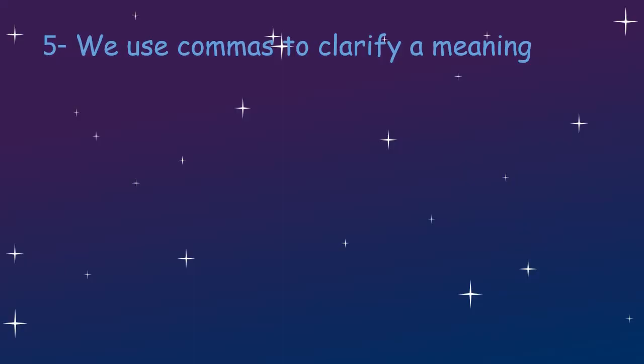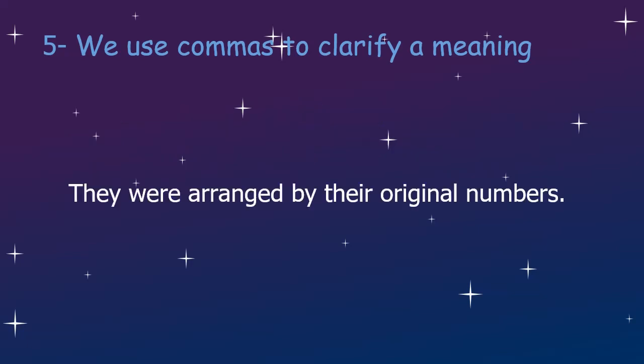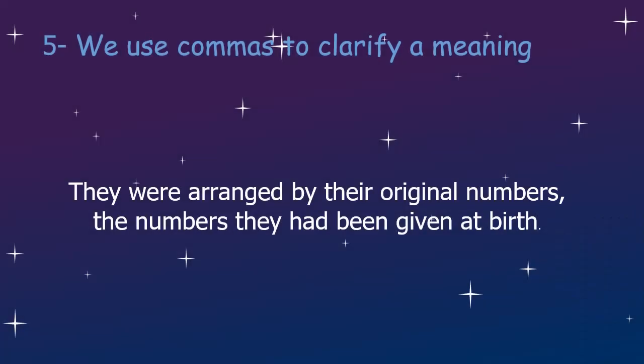Also, commas are used to clarify meaning in a sentence. As an example, they were arranged by their original numbers, the numbers they had been given at birth. They were arranged by their original numbers, but which numbers? The numbers they had been given at birth.